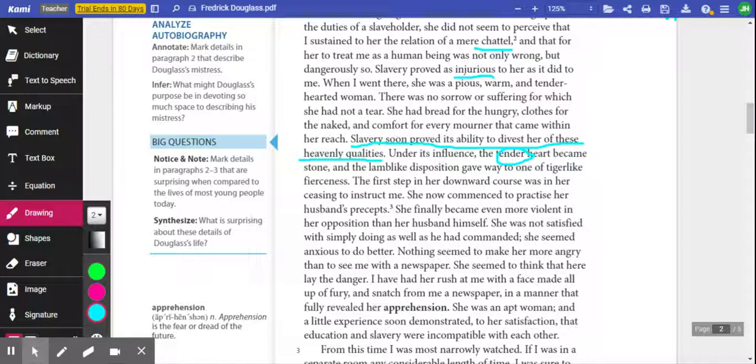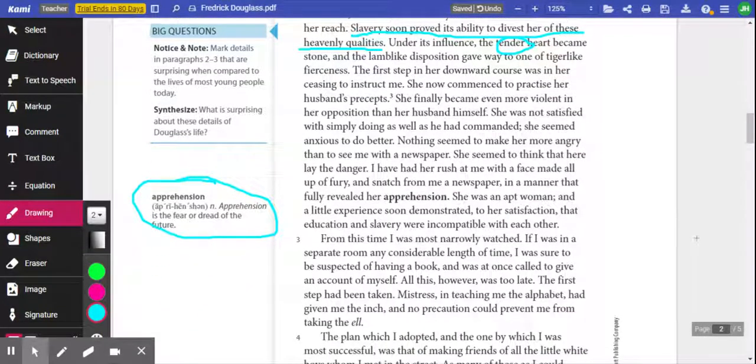I have had her rush at me with a face made all up of fury, and snatch from me a newspaper in a manner that fully revealed her apprehension. We have it defined here for us: her fear that he was reading. She was an apt woman, and a little experience soon demonstrated to her satisfaction that education and slavery were incompatible with each other. From this time, I was most narrowly watched.